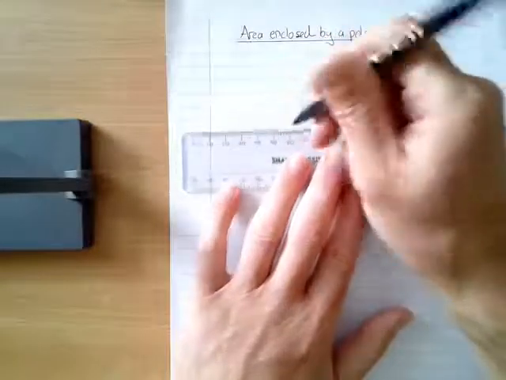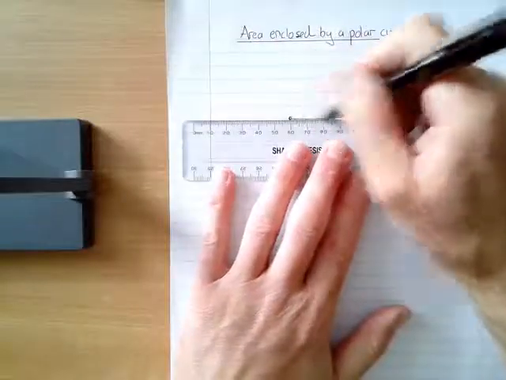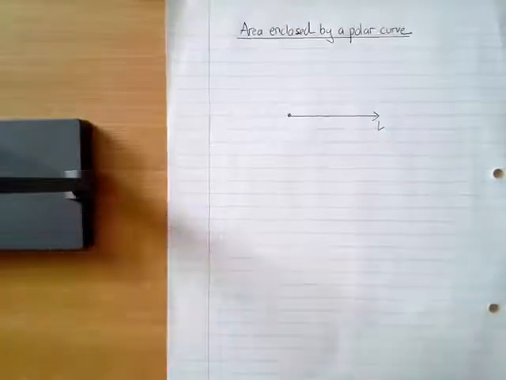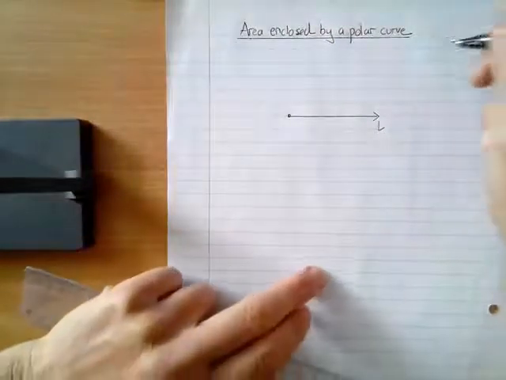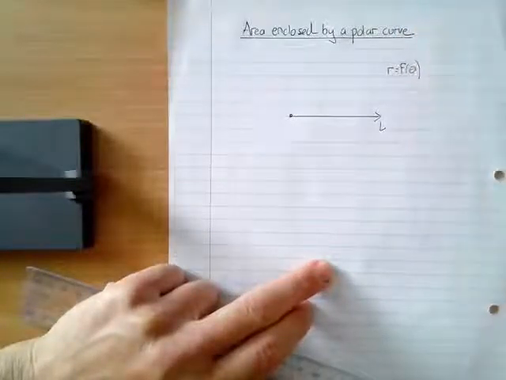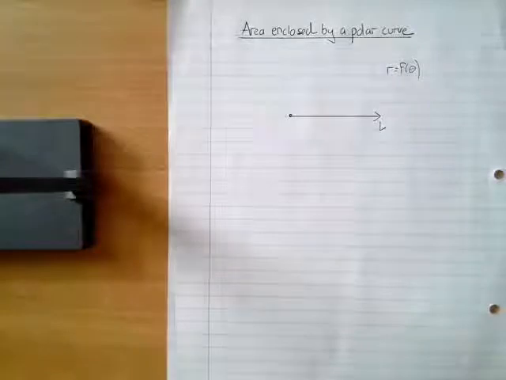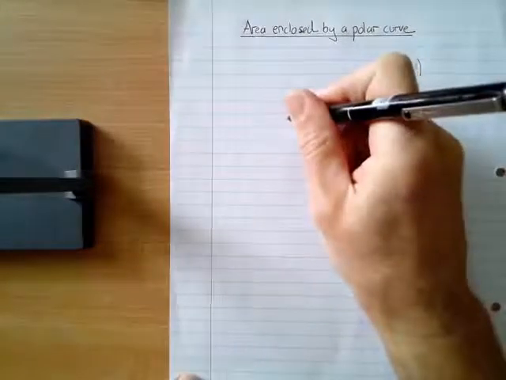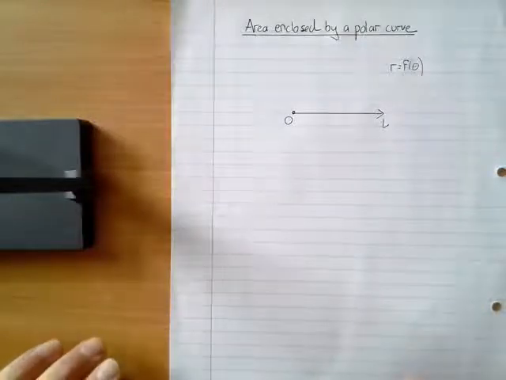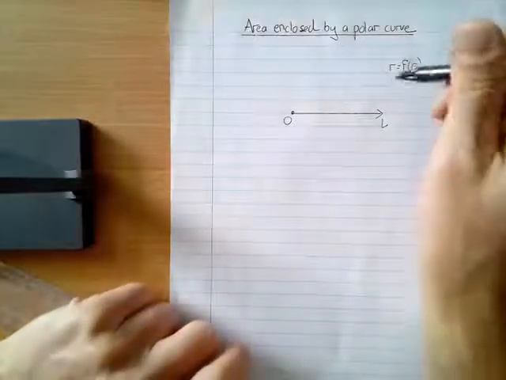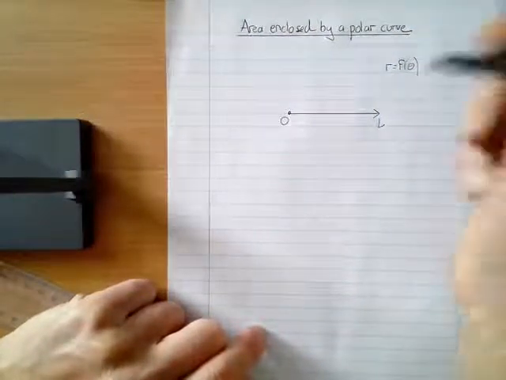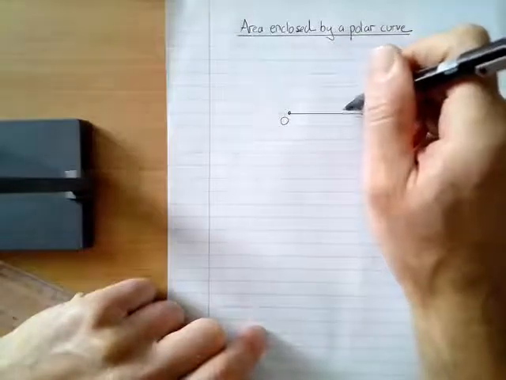So if you have an origin and an initial line from the origin, then you can set up a polar curve by coming up with a relationship r equals f of theta, where r is the distance you are away from the origin on an angle of theta relative to the initial line L, and f is the thing that tells you the value of r for each of the values of theta. So I don't know if that made any sense.